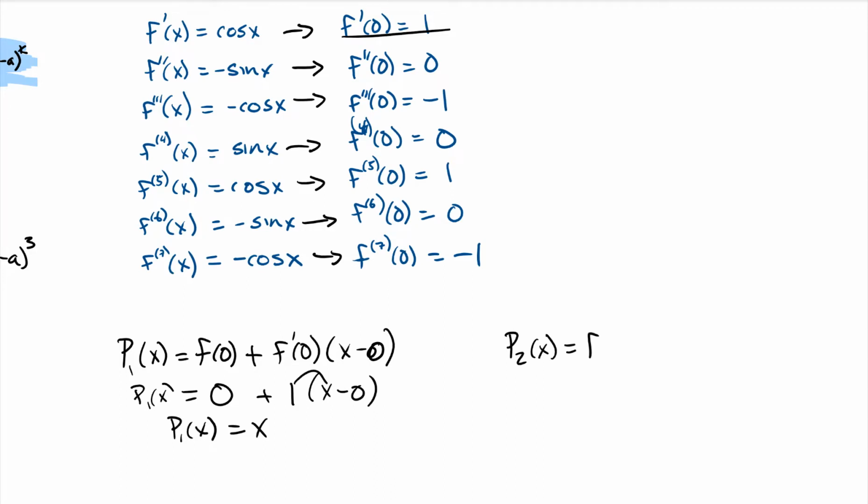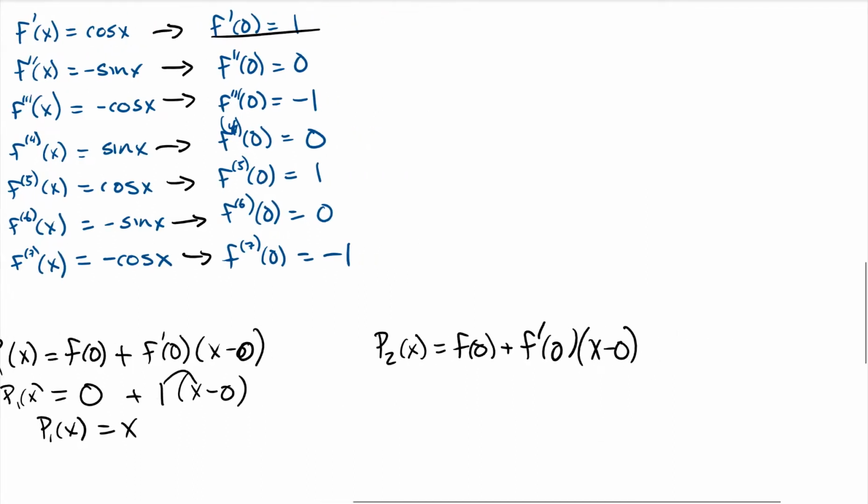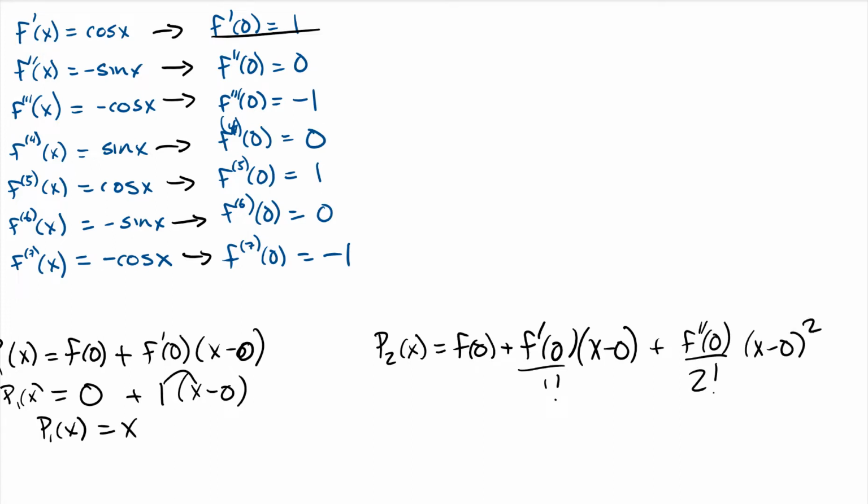So that's f of 0 plus f prime of 0 times x minus 0 to the first, and then it says over 1. And then it's f double prime of 0 over 2 factorial times x minus 0 all squared.